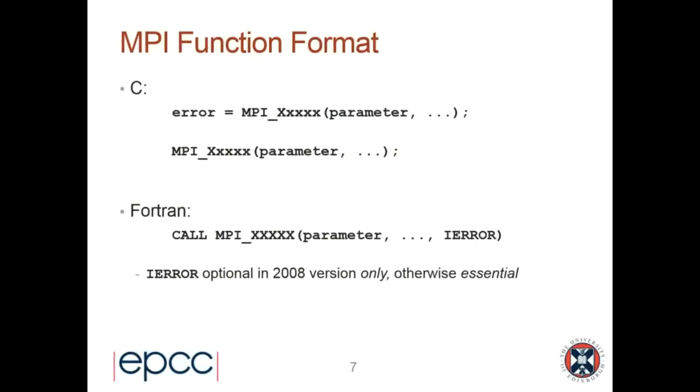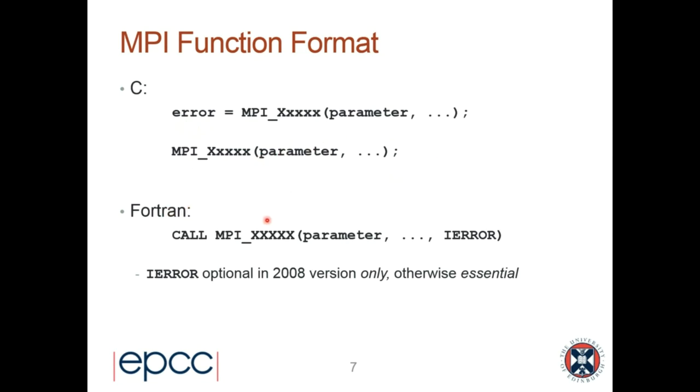So in fact, although you should religiously check the error code, if there is an error in this MPI routine, by default, it will crash, and you'll never get the error. So a lot of people are lazy, myself included, and they program like this. They ignore the error code. You shouldn't really do that, but it is a fairly common thing to do.